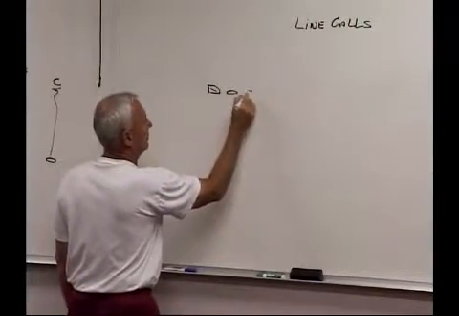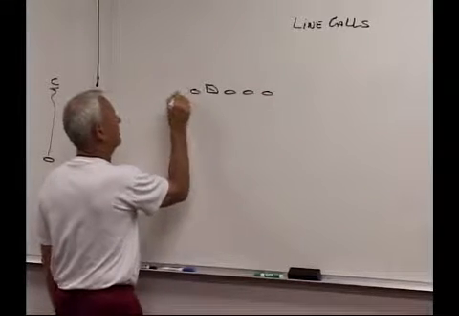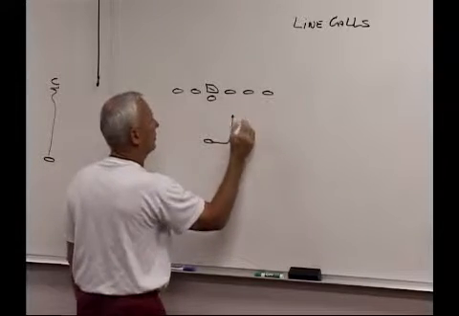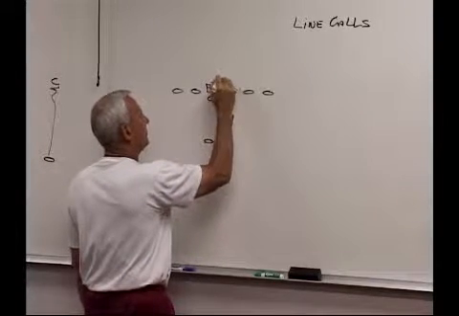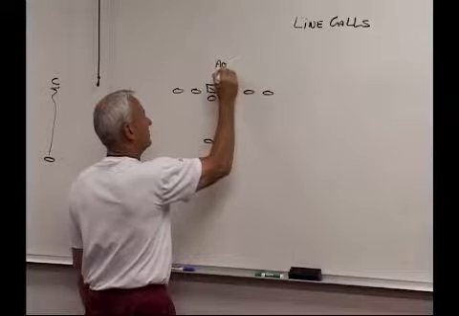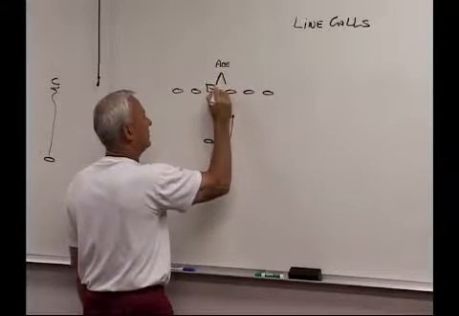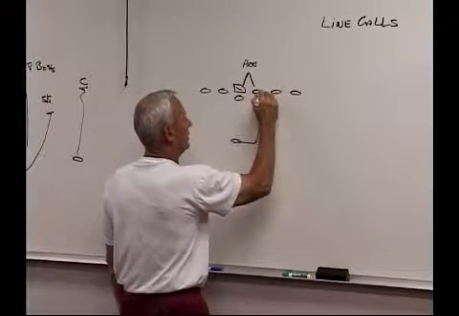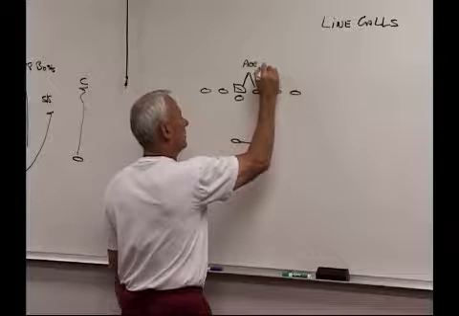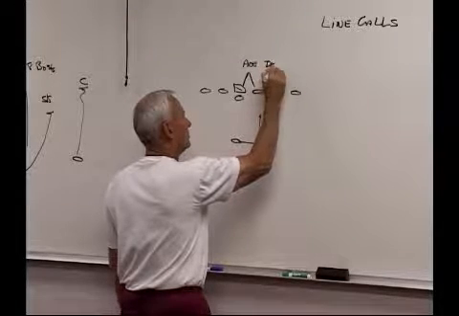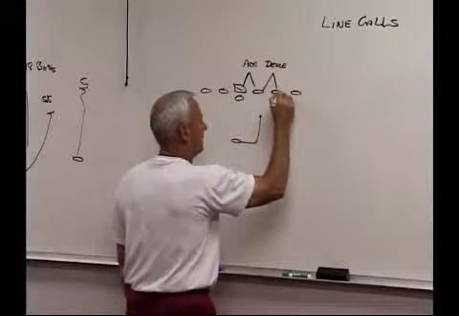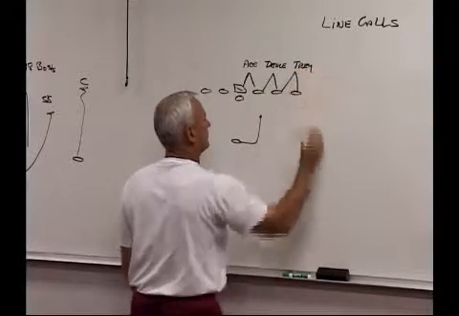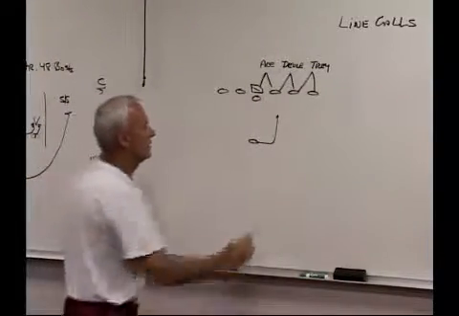Anything that the center and the play side guard do together, if we're running a zone play or whatever, anything that these two guys do together is called an ace. Anything that the guard and the tackle do together is called a deuce. Anything that the tackle and the tight end do together is a tray. All right, that's play side.